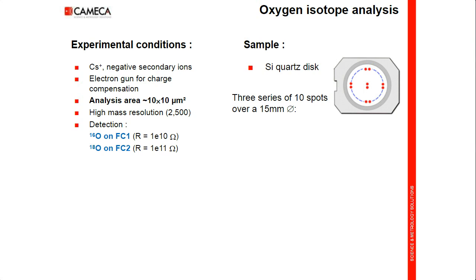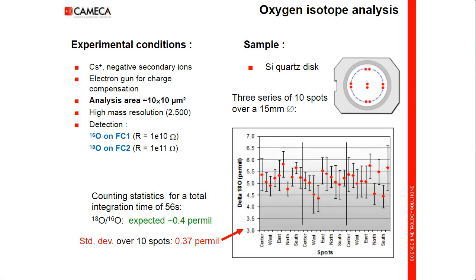We can see here the results. So knowing the counting statistics for these measurements and the total integration time of 56 seconds, the expected precision for the isotope ratio 18O to 16O is 0.4 per mil. We can see here on the graph the 3 series of 10 spots performed repeatedly, and we obtain a standard deviation of 0.37 per mil, which is in perfect agreement with the expectation.